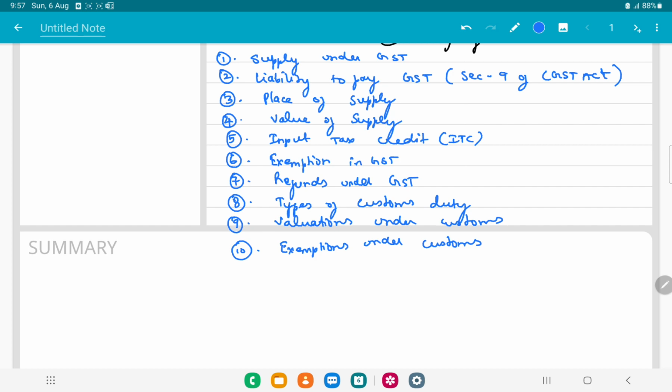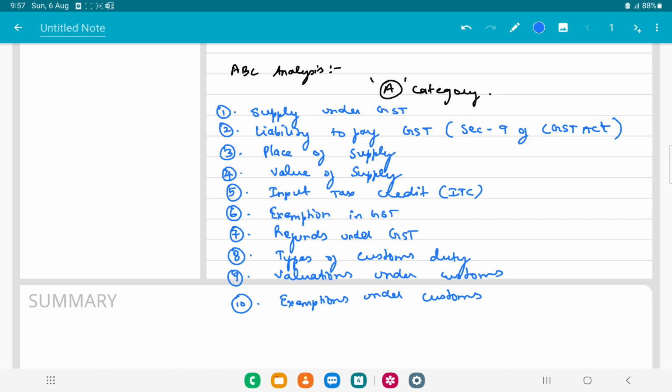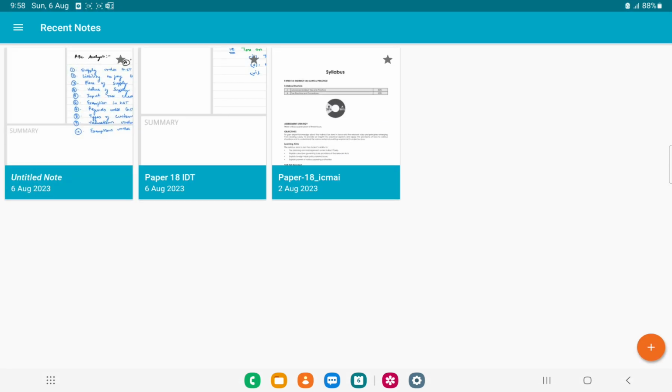So these are the topics you are going to cover in A category: supply under GST, liability to pay GST, place of supply, value of supply, input tax credit ITC, exemption in GST, refunds under GST, types of customs duty, valuation under customs duty, exemption under customs law. If you cover these 10 topics as a priority, in detail and in depth, you will cover most of the important areas of the IDT paper. For the time being, I am going to stop here for the A analysis level. Later we will cover the B and C categories also.